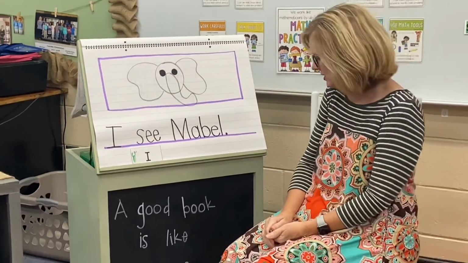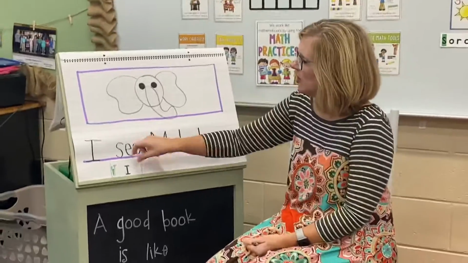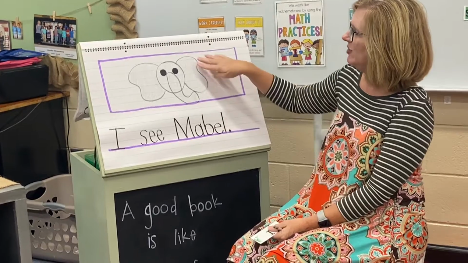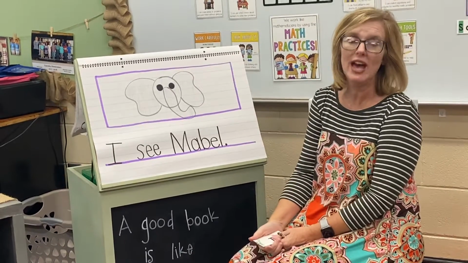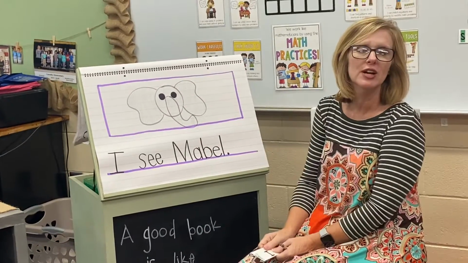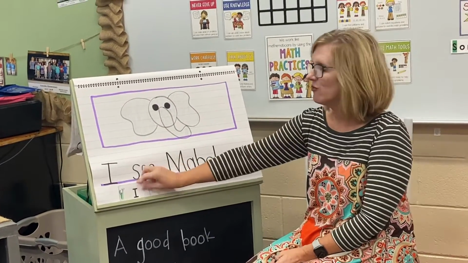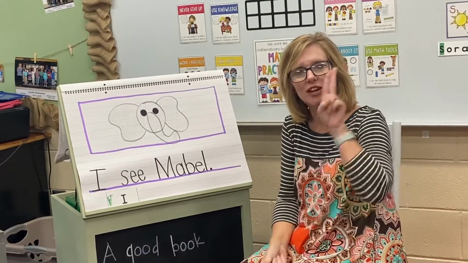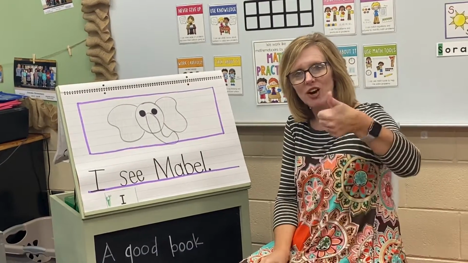So when you write your sentence today, you're going to write, I see, and you're going to put your name, and then you're going to come to the picture box after you've done your writing, and you're going to draw a picture of yourself. All right, friends, do your very best job and make sure those letters are sitting down on the line and have finger spaces in between them. All right, good luck.